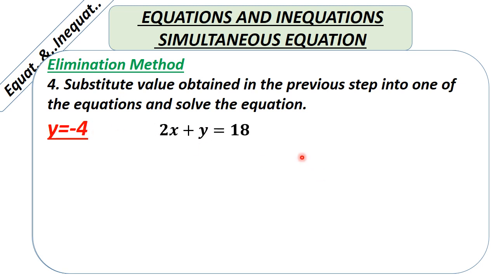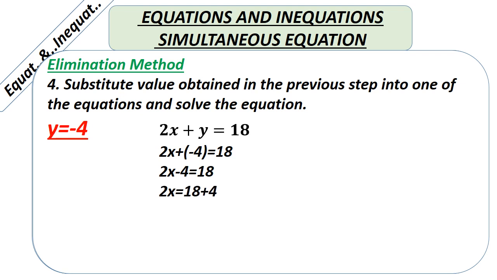So 2x plus y is equal to 18. I substitute y with negative 4. So 2x plus (negative 4). I've put in brackets so that I don't confuse the signs here. Negatives are very dangerous. So what do we do? We expand the brackets or remove the brackets by multiplying the signs, positive times negative. So we're going to get 2x minus 4 equals 18.